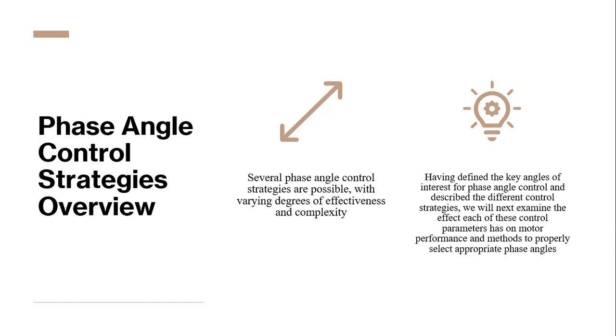Defining some angle in terms of the phase angle, the effect of this control is a parameter that affects the motor performance, and the motor efficiency and standardization can also be degraded. If we change the phase angle, the speed of this motor is not at the rated value; it may be less or high. So several phase angle control strategies are possible, which vary in degree of expense and complexity.